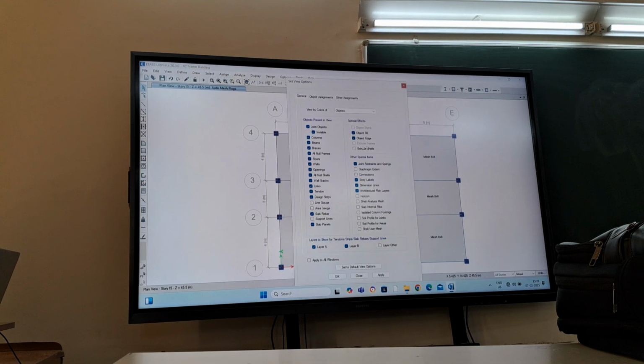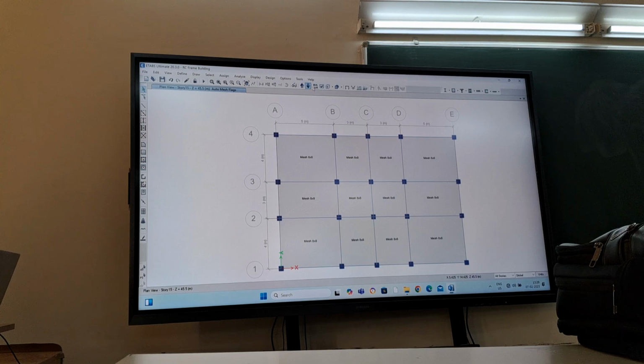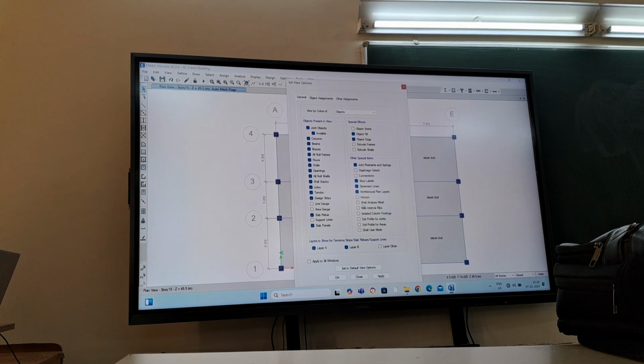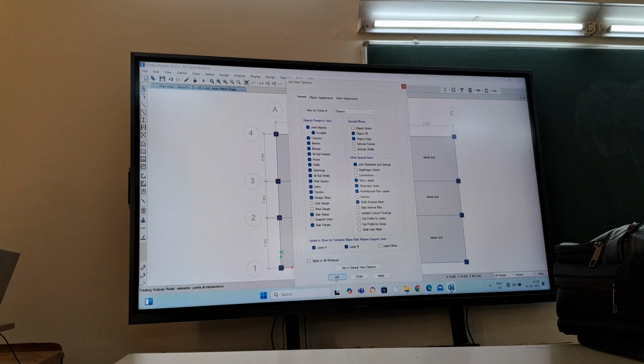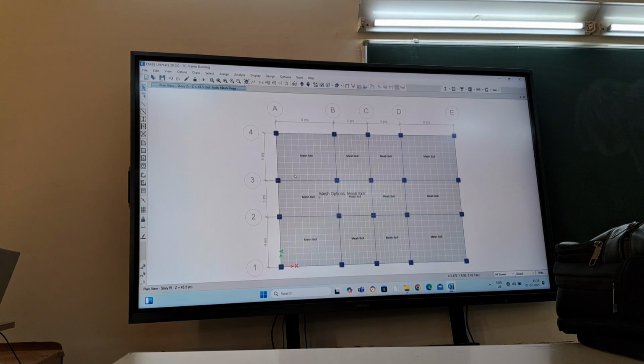So if you want to check your mesh, you can go to this form, clicking on this button, then select this shell analysis mesh, then OK. Now you can check. Okay. This is a mesh provider.